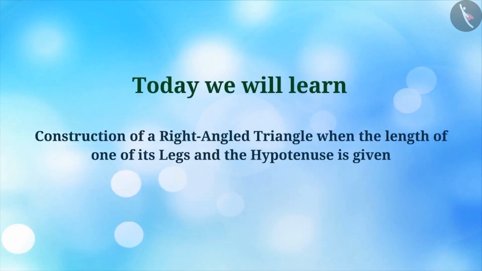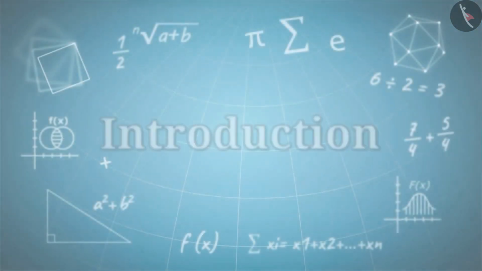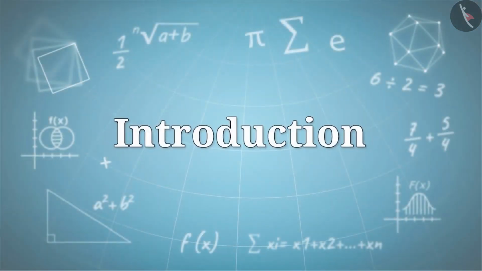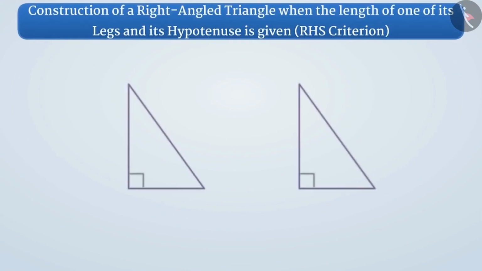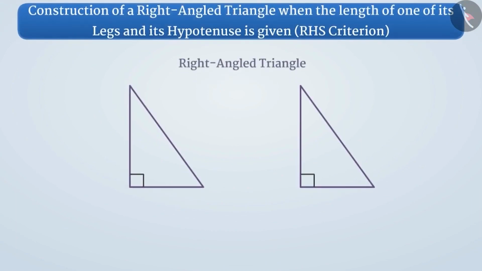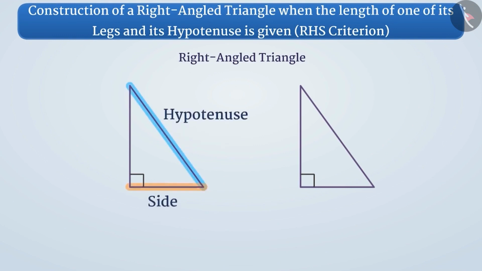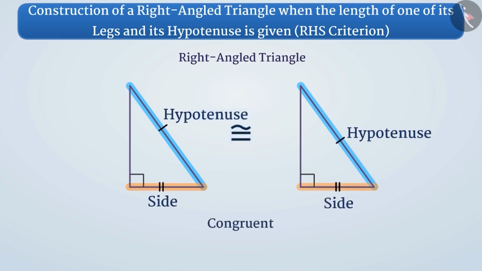Today we will learn the construction of a right-angled triangle when the length of one of its legs and hypotenuse is given. You might recall that if the hypotenuse and one side of a right-angled triangle is equal to the hypotenuse and one side of another triangle respectively, then both the triangles are congruent.